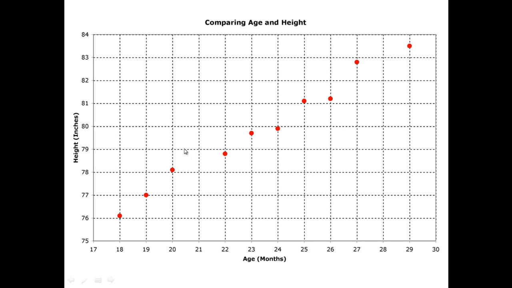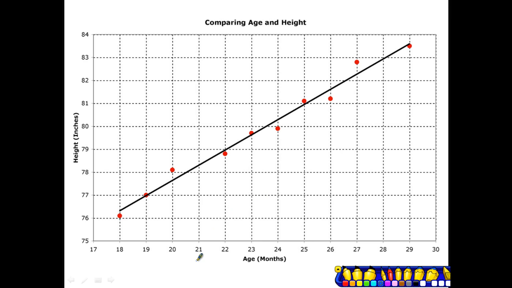Once you have all the points plotted on the x and y axis, we are going to draw a line that will best represent all of these points. So my line will look like this. Remember that we're trying to identify the height if the age is 21 months and at 28 months.